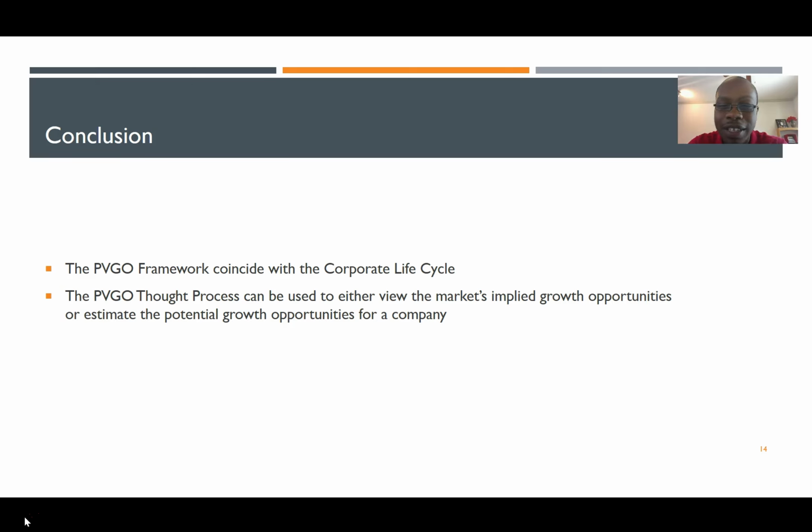This framework that I'm putting together coincides directly with the corporate life cycle of a company. So you have to really understand a company inside and out, and business cycles and business stages, before really using this system. And it can be viewed two ways. You can see where the market's at and what the implied growth opportunities are, as well as see for yourself where you think they can be and make adjustments accordingly. So that should do it for this video. In the next couple of videos, I'm going to be applying this to different stocks that I'm interested in, what's hot in the market, and give my take on where valuation should and shouldn't be.